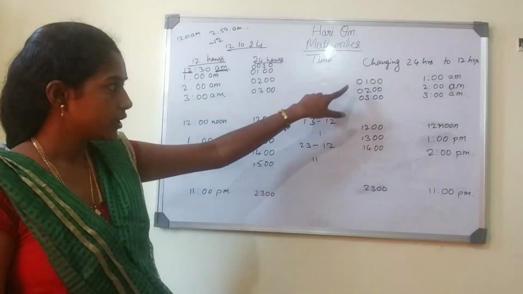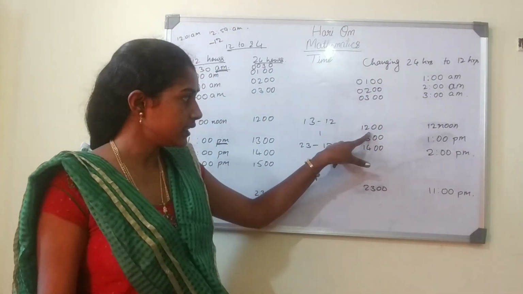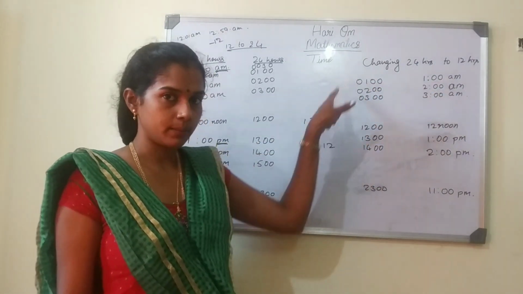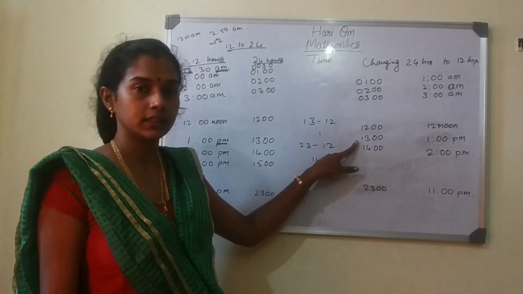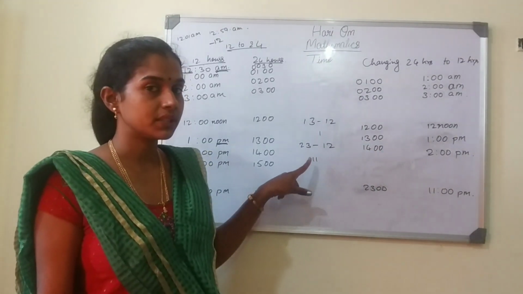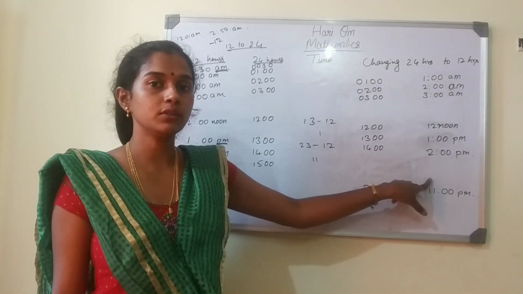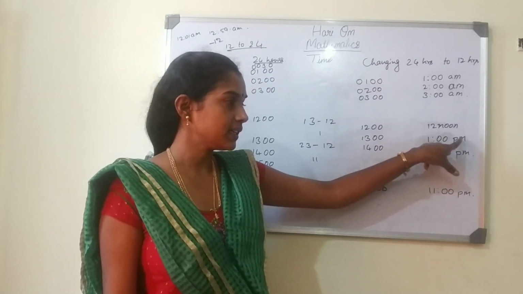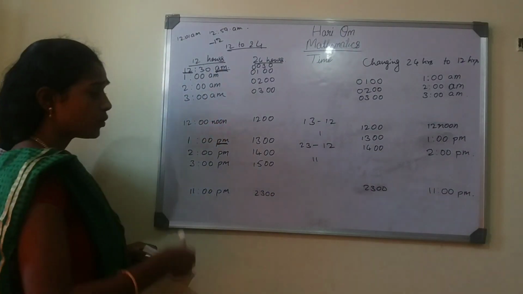Understood, children? So here, if we are changing from 24 hours to 12 hours, till 12 there is no change, it will be AM. So 1 hour, 1 AM. 2 hours, 2 AM. 12 hours, 12 noon. And only if it is 13 or more than that, 13, 14, 15 or 16, we have to subtract 12. So 13 minus 12, 1. 14 minus 12, 2. 15 minus 12, 3. 3 PM. Here if we subtract, it is PM. Understood, children? So, what do we write here?